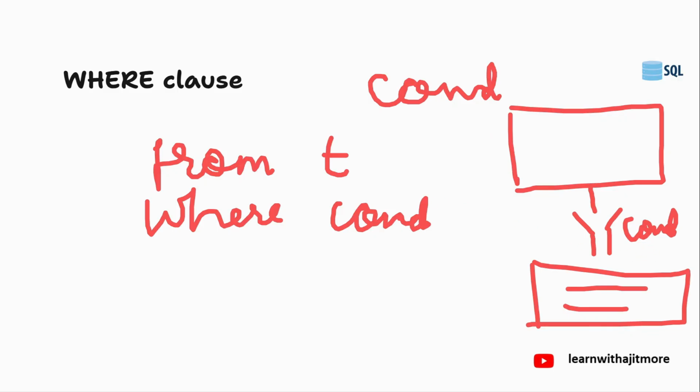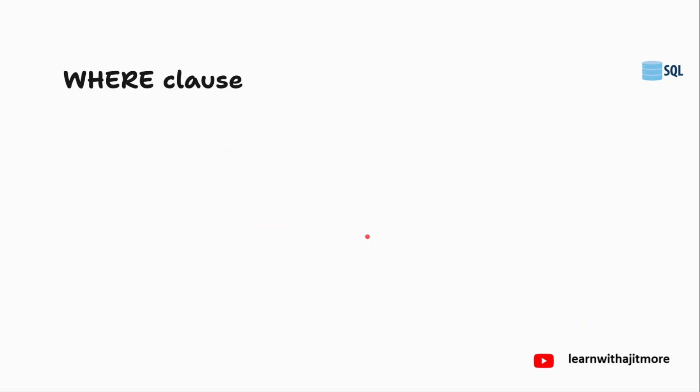And how do we build this condition? Using different operators which we studied in the past session, like relational operators: less than, greater than, less than or equal, equal, not equal. I hope you remember. Then logical operators: and, or, not. Then membership operators, like in, not in. Then null operators, is null, is not null. Between operator. Using all these operators, you can build a condition. Correct?